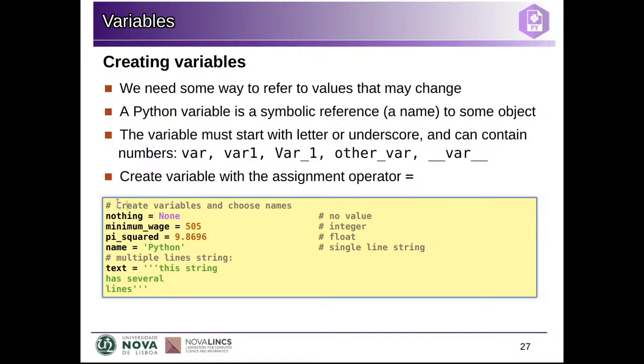I put a cardinal here and then create variables and choose names. The interpreter will not look at this text, so it will not give some error because it doesn't know what create means or things like that. We can just type comments in our code like this, or at the end of a line you can put the cardinal there and then add comments.